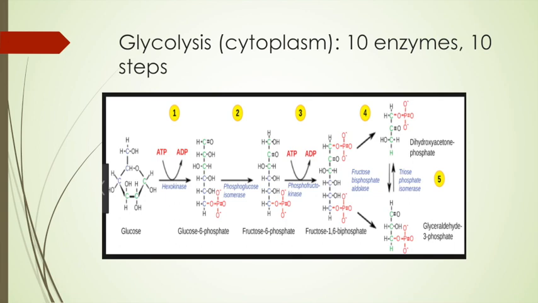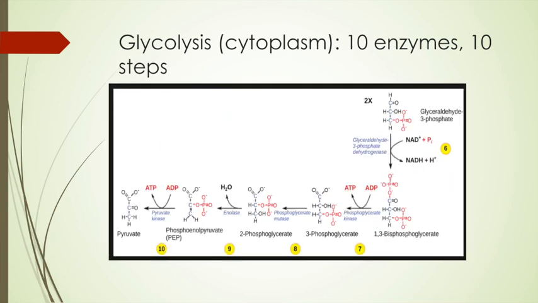Here we see the first 5 reactions in glycolysis. And here are the next 5 reactions. Cellular respiration works in this way, with several steps. This increases the efficiency of the processes and allows your cells to extract as much energy as possible from the foods you eat.